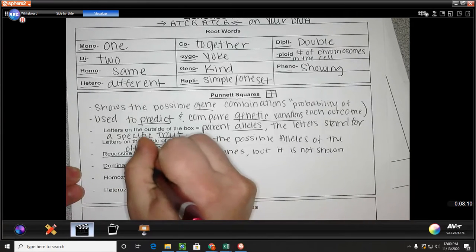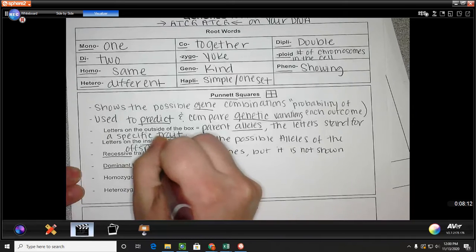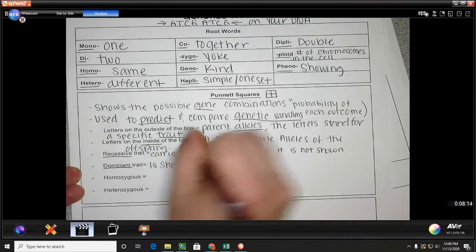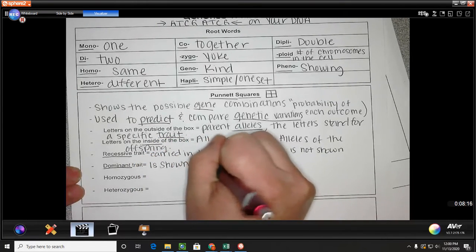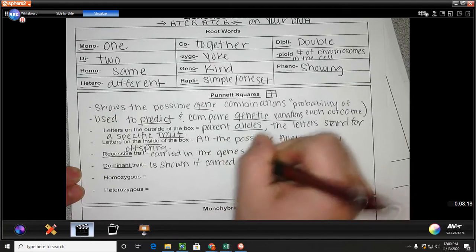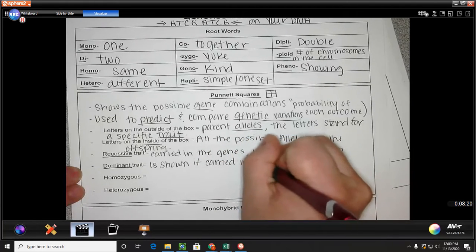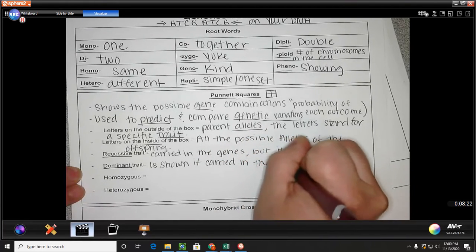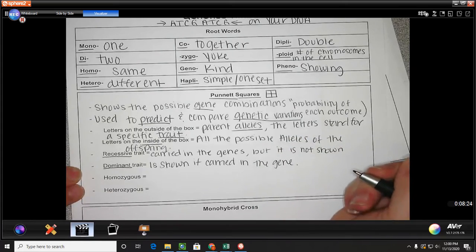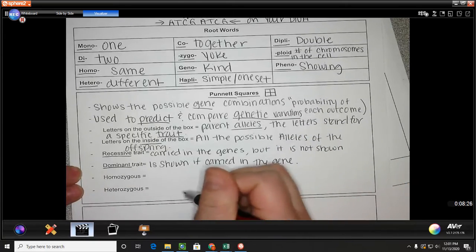Dominant, like a dominant alpha wolf, it is the stronger one. So if carried in the gene, it is shown, because it's dominant, it's strong.